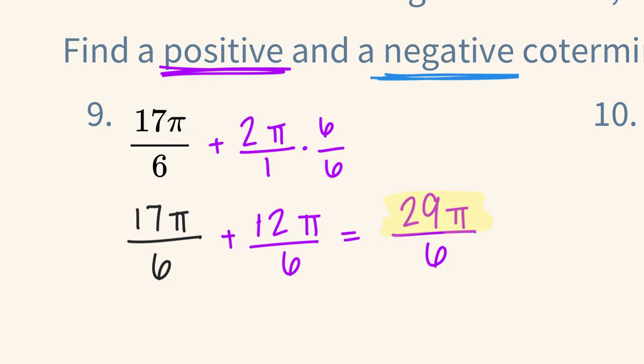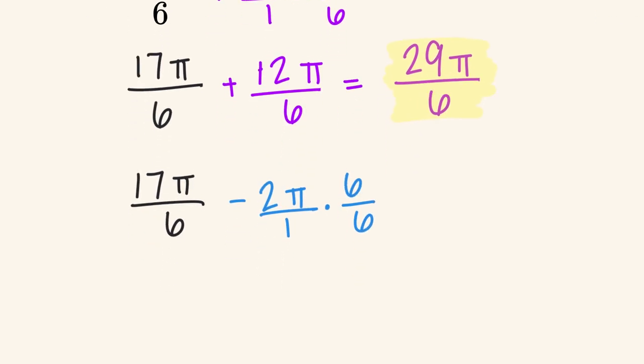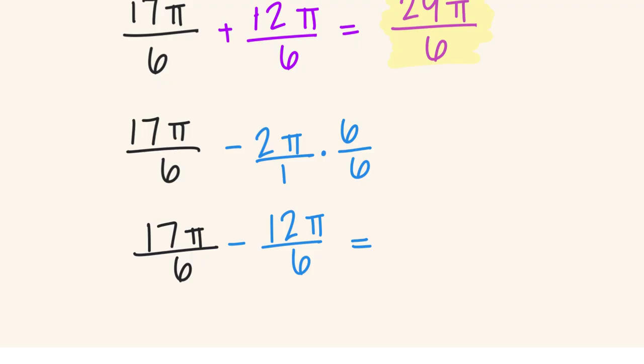Keep in mind they want both positive and negative, so because this is positive, now I'm going to subtract. So I have 17 pi over 6 minus 2 pi over 1. Multiply top and bottom by 6. If you wanted to already just plug it in as 12 pi over 6, you could have done that, but just showing my work, I'm now going to have 12 pi over 6. And what would I get? 5 pi over 6, perfect.